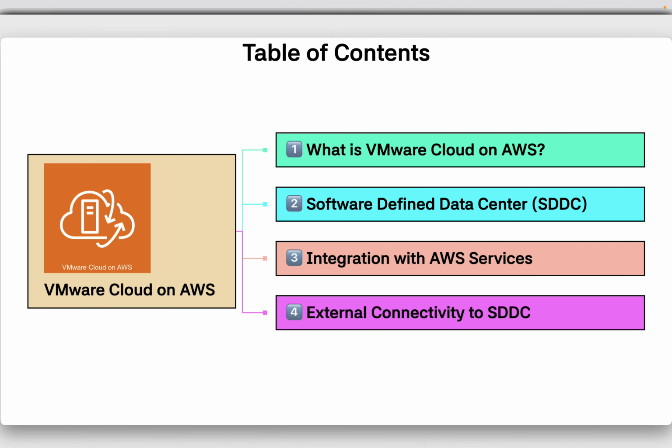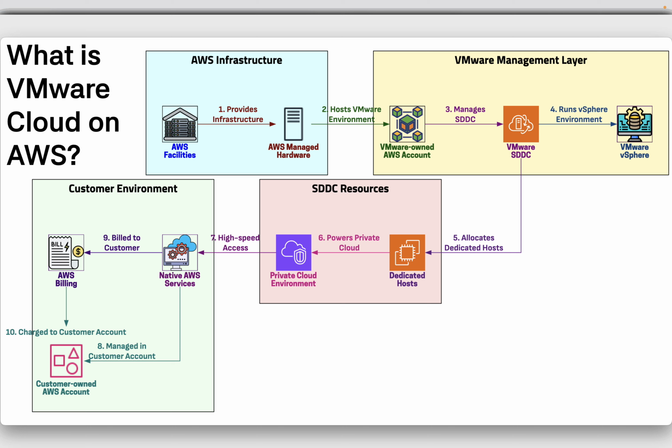So this lecture will contain all these topics. What is VMware Cloud on AWS? Software defined data center, integration with AWS services, external connectivity to SDDCs, which are software defined data centers. So what is VMware Cloud on AWS?